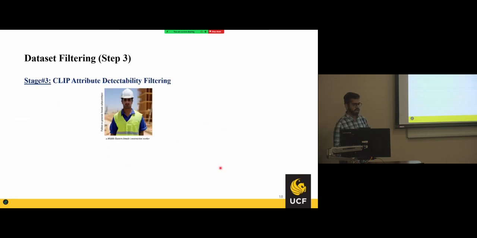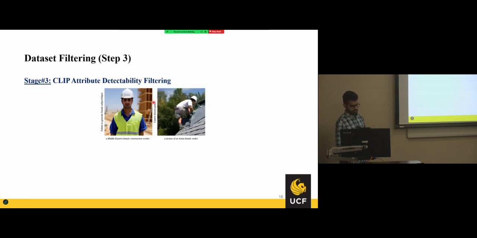Last stage, they have this concept of CLIP attribute detectability filtering. So detectability filtering is something that if you see an image and if you are given the social attributes, you should be able to tell that these social attributes particularly exist in the image. For example, in this particular visual sample, the query was a Middle Eastern female construction worker. And as we can see, the model was unable to generate a concept of female subject. So this image becomes undetectable.